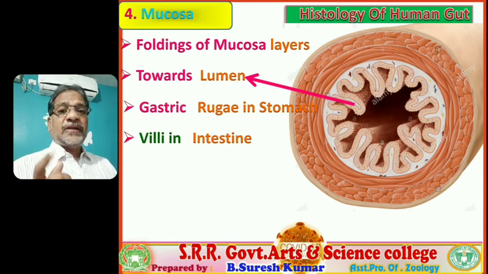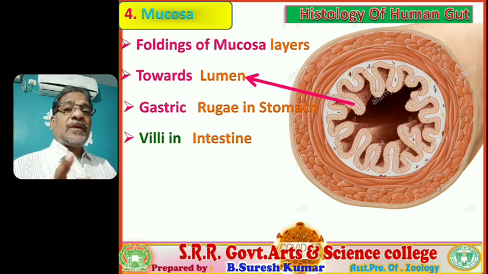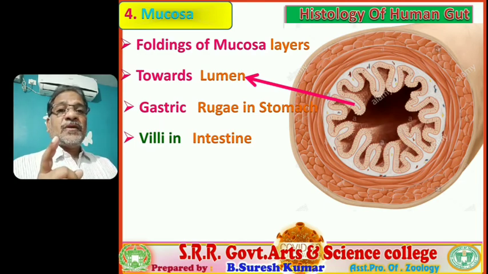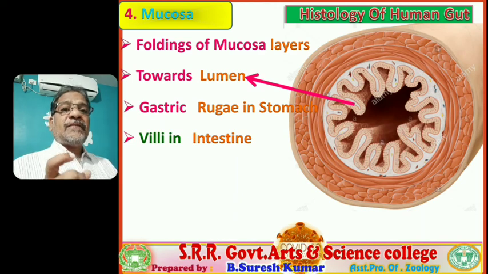Already I told in previous classes. So gastric rugae are restricted to the stomach, villi restricted to the intestine. Asked in entrance examination. So rugae and villi both are foldings of the mucosa layer towards the lumen side. Remember.